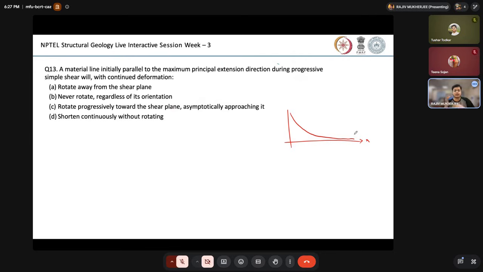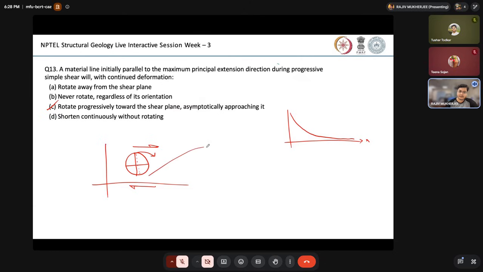Okay, so I think that you have guessed correctly, option C is the correct answer. Because if I have a spherical marker like this, a circular marker, and I have these lines, now if I put a simple shear like this, any line that was parallel to this vertical line would rotate, and after rotation it will always try to be parallel with this horizontal line.